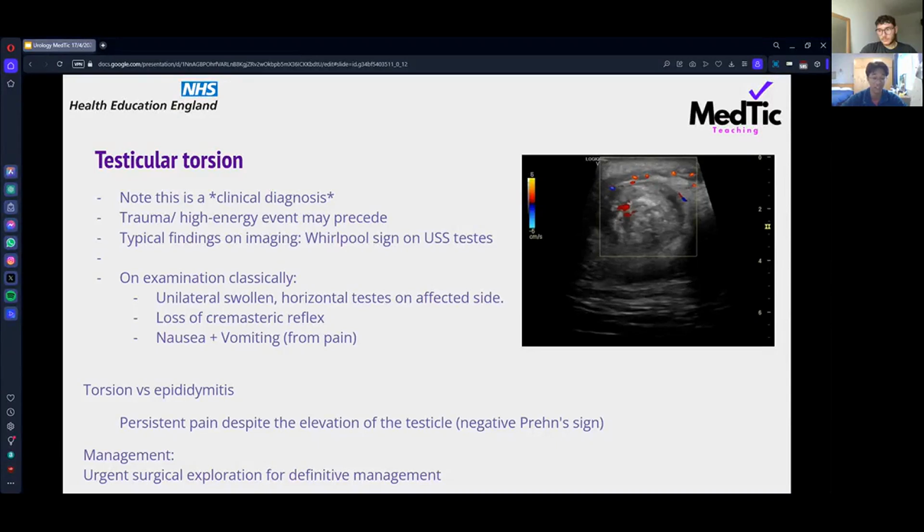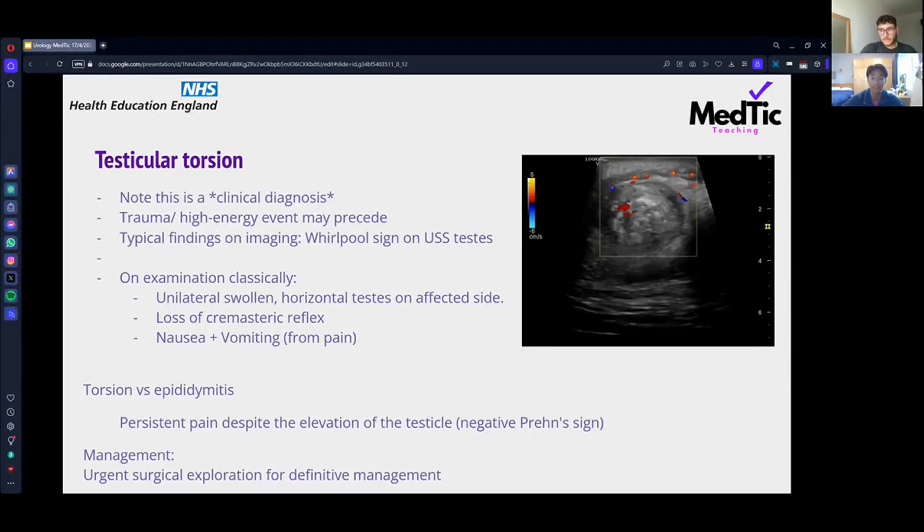and try and get urology to take them to theatre rather urgently. Another thing: a painful testis can present in GP or A&E, and you need to be able to distinguish between true torsion and epididymitis. One of the ways we can distinguish that, and possibly reassure the patient, is Prehn's sign. In epididymitis, if you elevate the affected testicle, you should get a reduction in pain. Whereas in torsion, because the testicle has twisted upon itself, if you were able to raise that testicle, the patient would still be in quite a lot of pain.